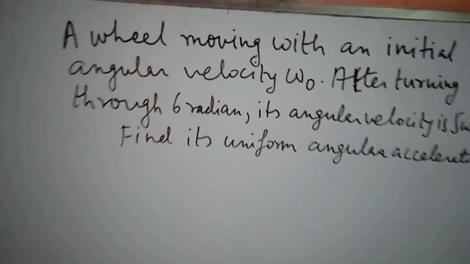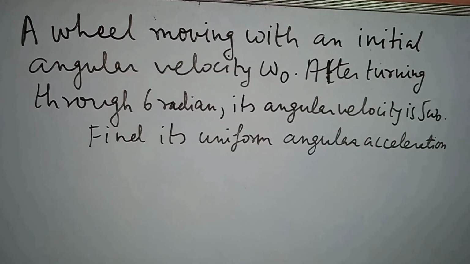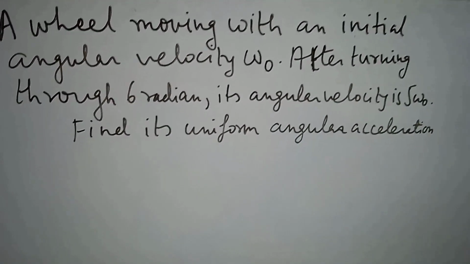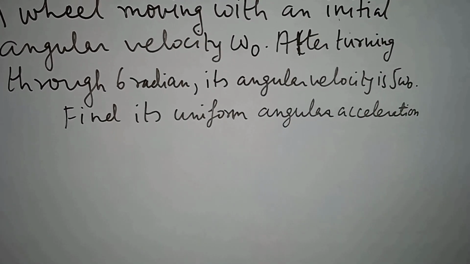Welcome student, once again. There is a question. A wheel moving with an initial angular velocity omega naught. After turning through 6 radian, its angular velocity is 5 omega naught. Find its uniform angular acceleration.